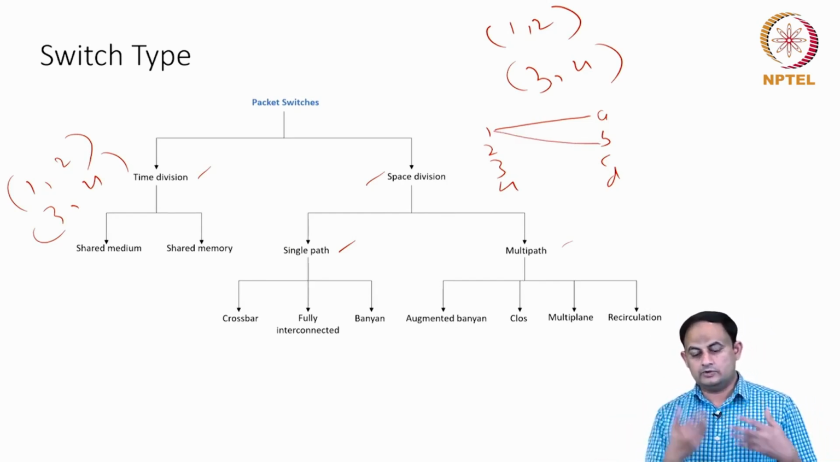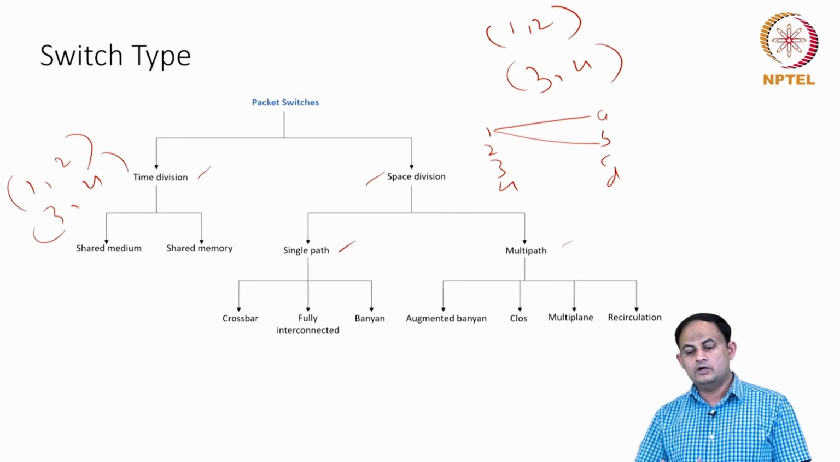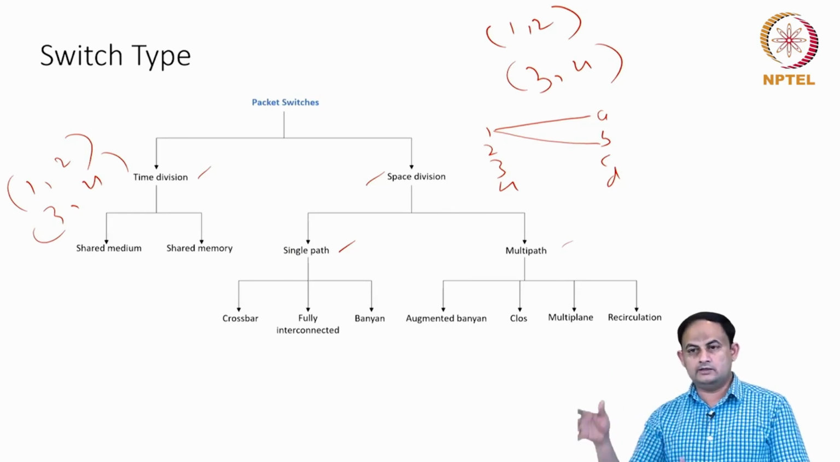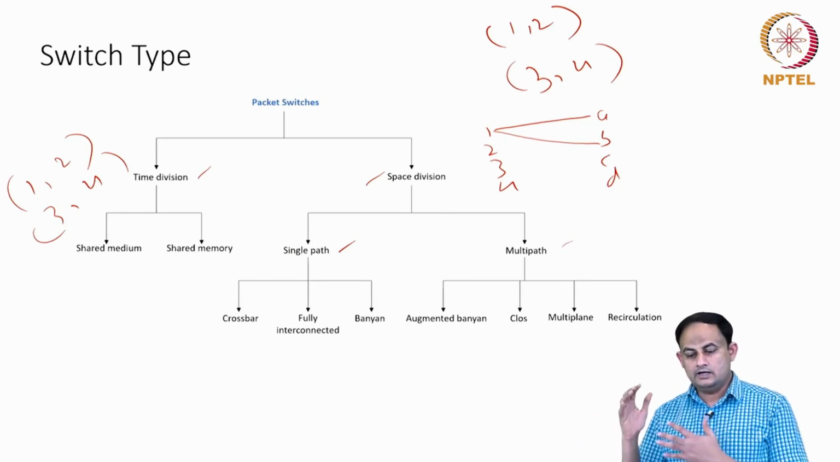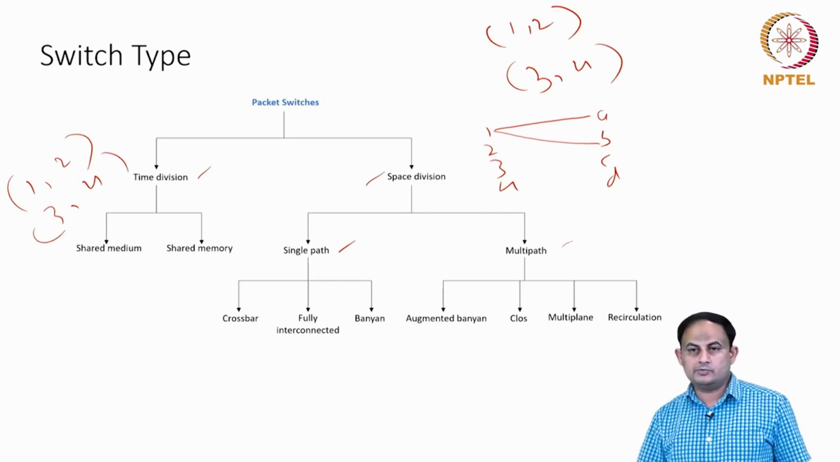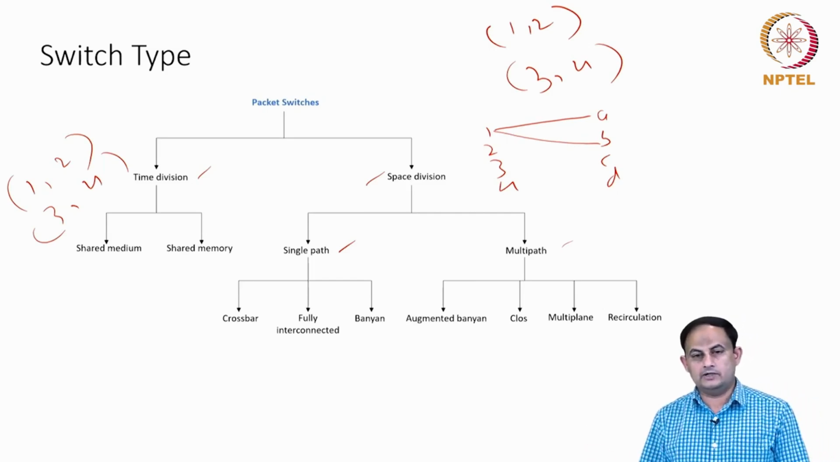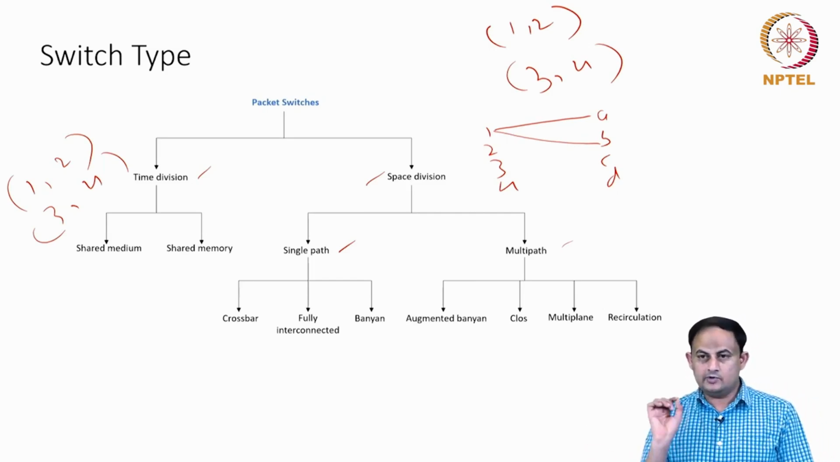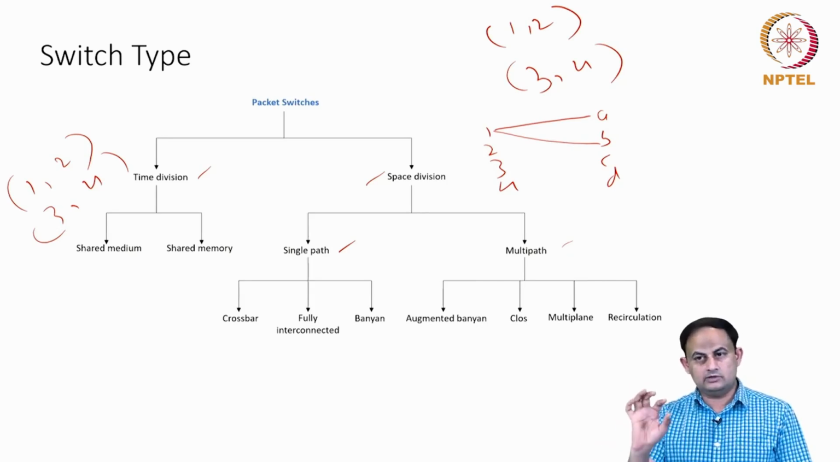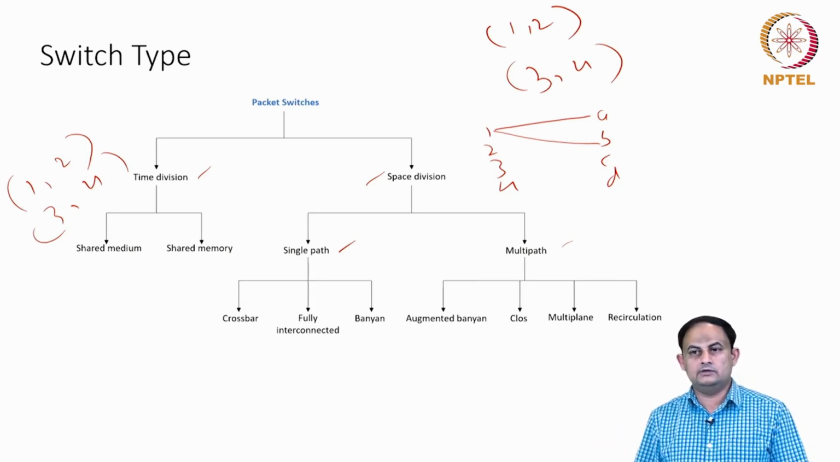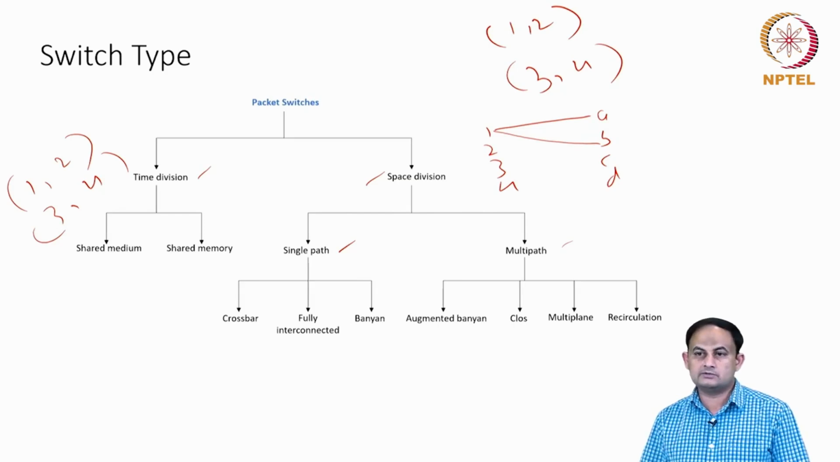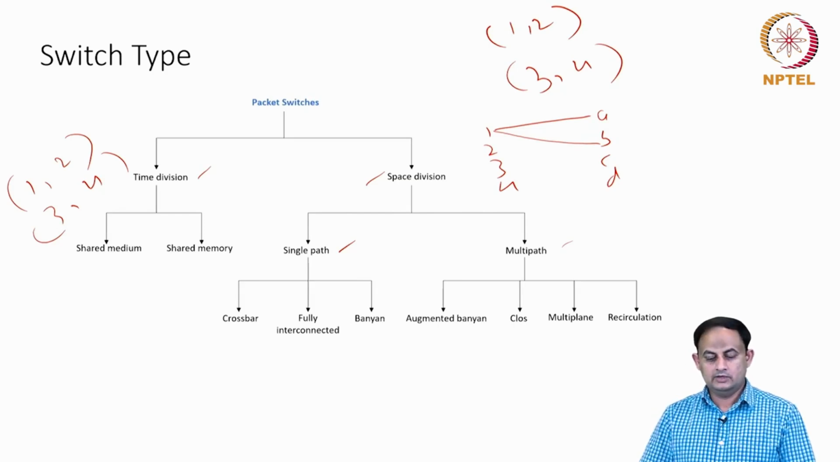From input port number 4, there is only one way to go to A, only one way to go to B, C and D. So as many output ports as there are, that many unique paths are there. And every time you have to forward a packet, you need to use only that path to establish the connection between the input and the output port.